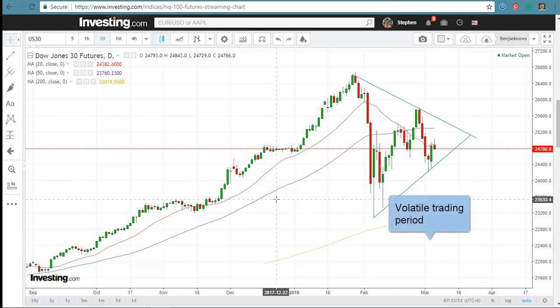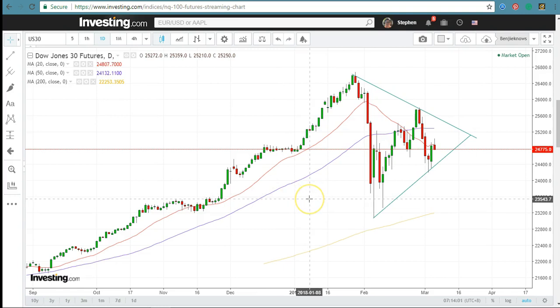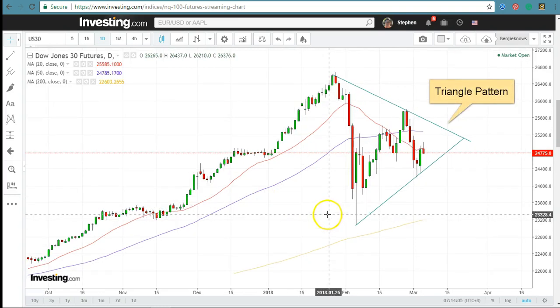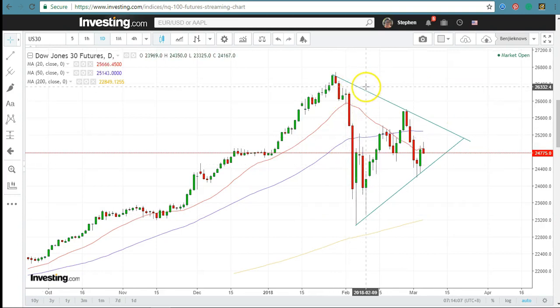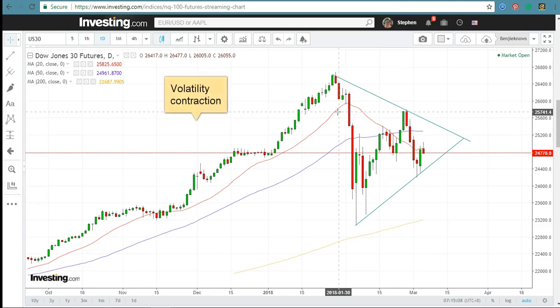Okay, but as the market trades, it is most likely starting to form what chartists call a triangle pattern. Now, I've drawn two lines here. One is the downtrend line, and the other one is the uptrend line. When the triangle happens, the stock market will experience what we call volatility contraction.